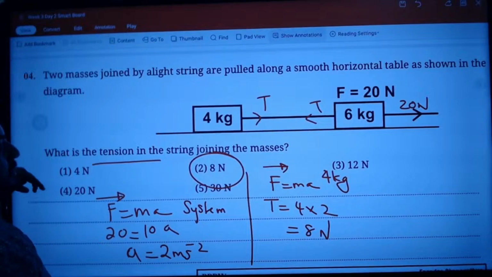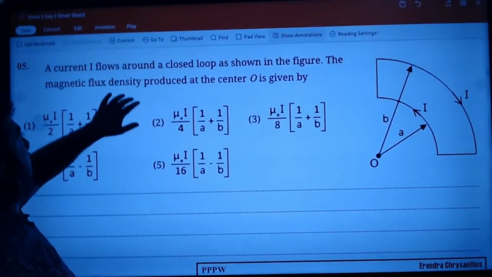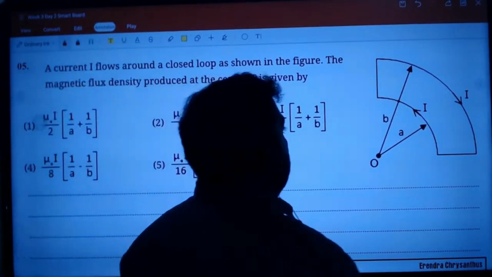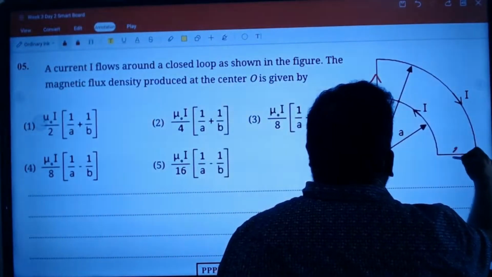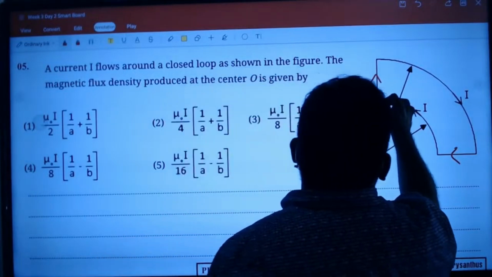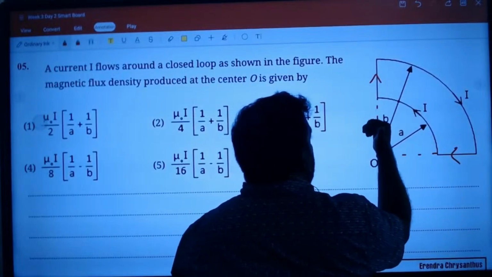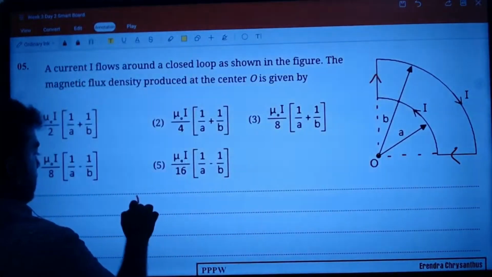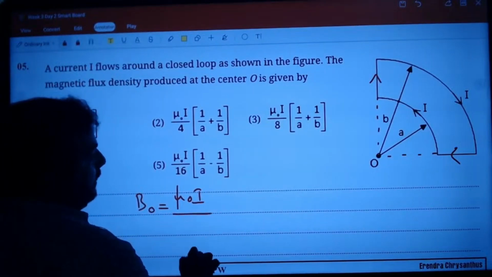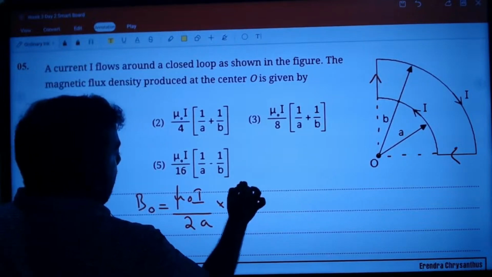Okay, now? Very basic but important. Biot-Savart theorem. Current I flows around a closed loop, producing a field at the center. You can see this is a quarter of a circle. Current going that way means the field is outwards. So the magnetic field at O is mu naught I divided by 2A times a quarter of a circle. Field is outwards, plus.